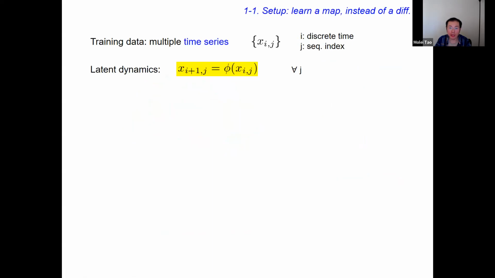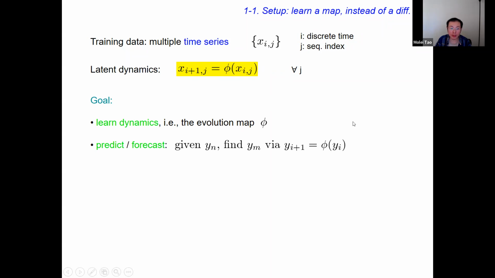So let me be a little more precise. I'm given training data that consists of multiple time series. I is the index of my discrete time. J indicates which sequence I have. And our approach is we assume there is a latent dynamics generated by this evolution map phi that evolves things forward in time. And we want to learn this evolution map phi. Once we learn it, the prediction or forecast is trivial. You just iterate this map phi.